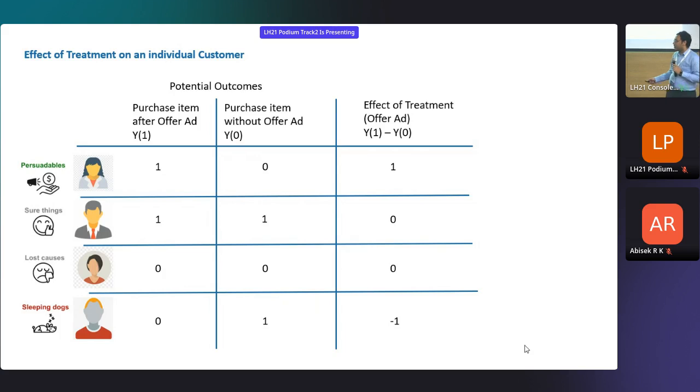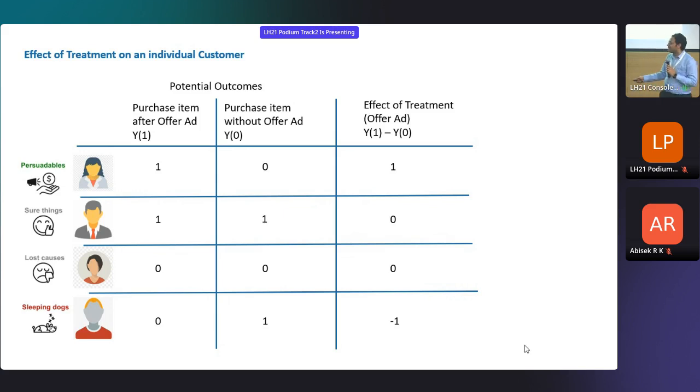Now the other cases are where the customers would purchase the item irrespective of the offer, so they are sure things. Then there are cases where the customers would not purchase irrespective of the offer, so these are like lost causes, we cannot do anything about them. And then there are others, the more dangerous category, who might have purchased otherwise but will not do so during an offer. So these are like the sleeping dogs, we definitely don't want to target them.